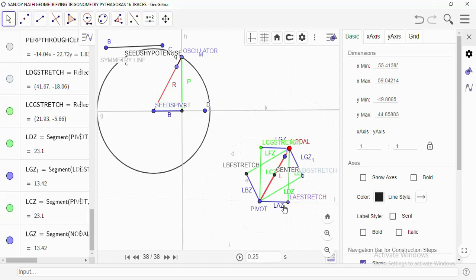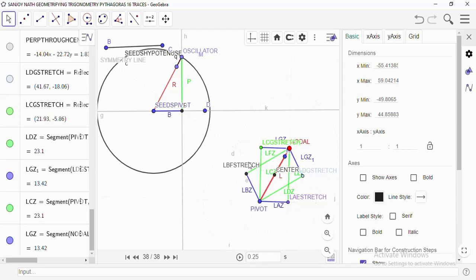LAZ is the base, that is the first configuration of cos theta, and its corresponding complement side is LEZ, that is hidden here. A is cos theta, E is sin theta. Similarly, for the same diagonal, same hypotenuse, we have the mirror image of this on that side, that is the LBZ. It is also cos theta, and the corresponding complement side is LFZ.